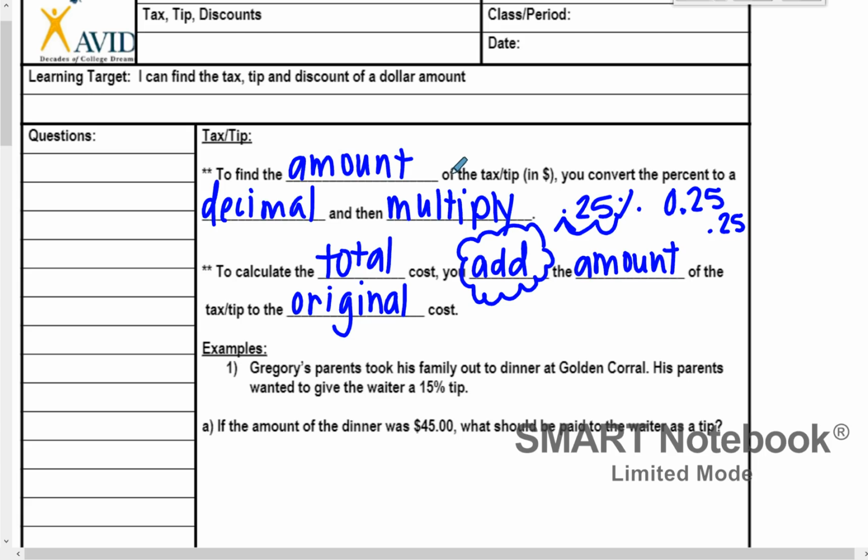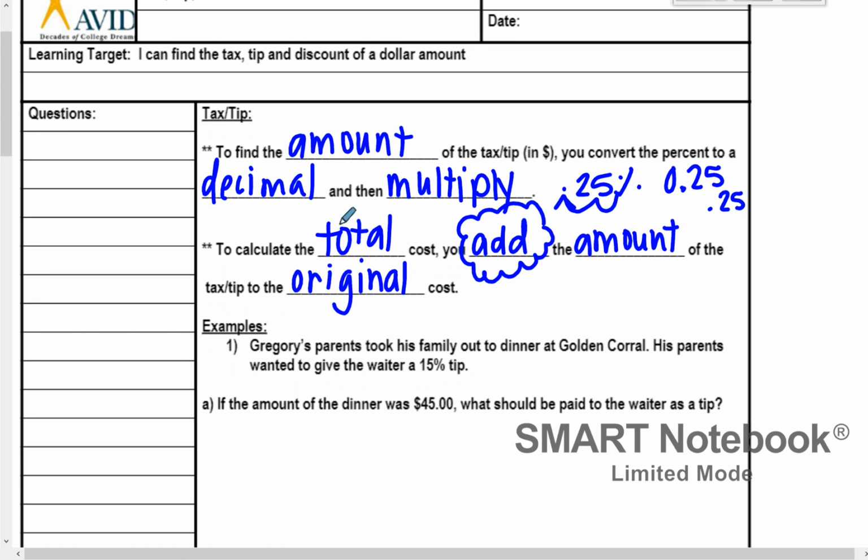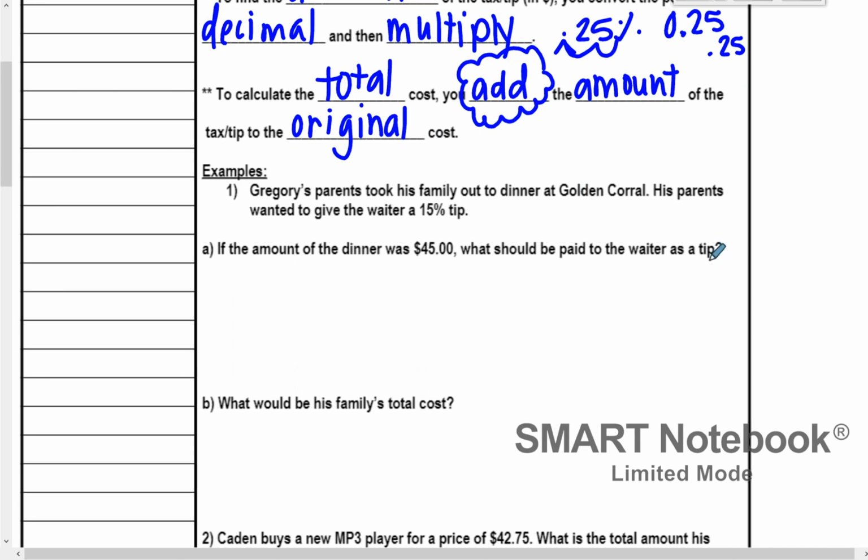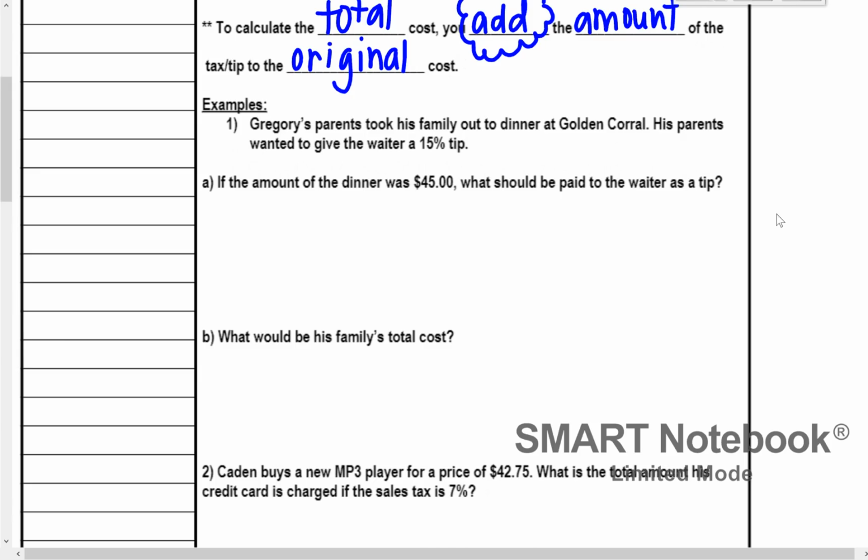Because for tip, it's money that you're adding to your bill to give to the waiter, waitress, or whatever the situation is. And then the tax is something that the state makes you pay, and you have to add it to what your original cost was, so that you're paying the state that much money. All right, so let's go through some examples.